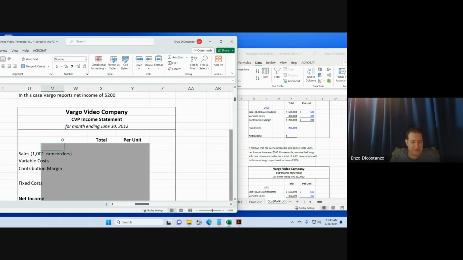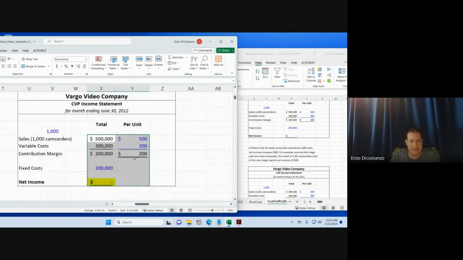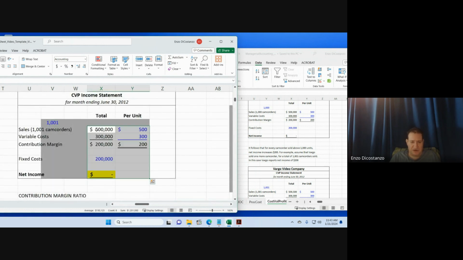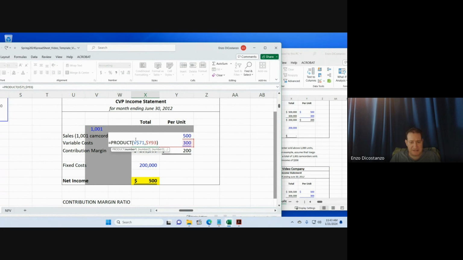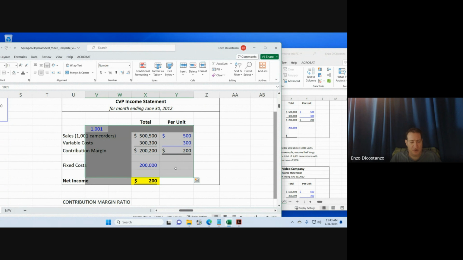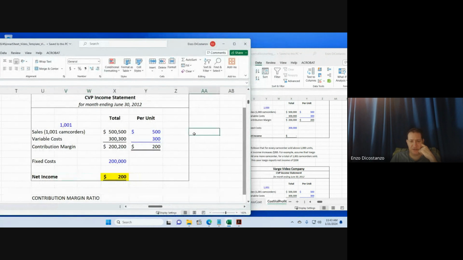Now you can type in 1,001 of these. You can take the whole thing here, because now this is just a repeat. Go to sales, drop it in. This is going to be no longer 71. This is going to be 91. And this will be 91, not 71. And there you go. There's your 200. So you sold one past your break even, and you made your 200, which was your contribution margin per electronic device, or per unit that you sold.